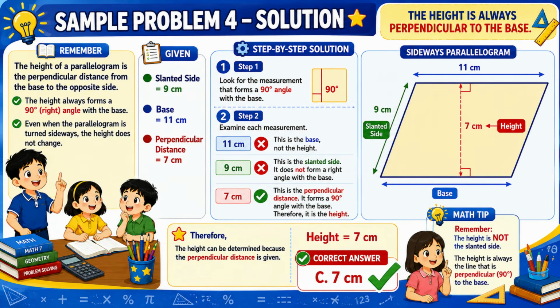11 centimeters is the base of the parallelogram, so it is not the height. 9 centimeters is the slanted side. Since it does not form a 90-degree angle with the base, it is not the height. 7 centimeters is the perpendicular distance from the base to the opposite side. It forms a 90-degree angle with the base, so this is the height. Although the parallelogram is rotated, the height is still the perpendicular distance, so the height can be determined. Therefore, the height of the parallelogram is 7 centimeters. The correct answer is C, 7 centimeters.